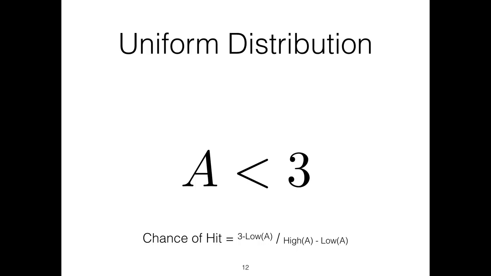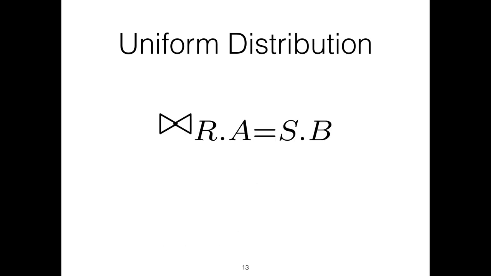All right, so some warm-up questions. Now for the interesting one. What if I'm trying to find a join? I can tell you off the top that r.a has values between 1 and 20, and s.b has values between 1 and 20.